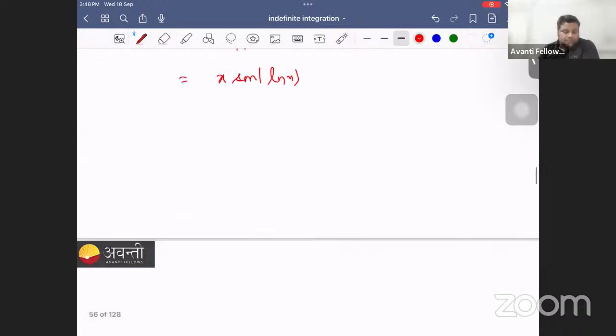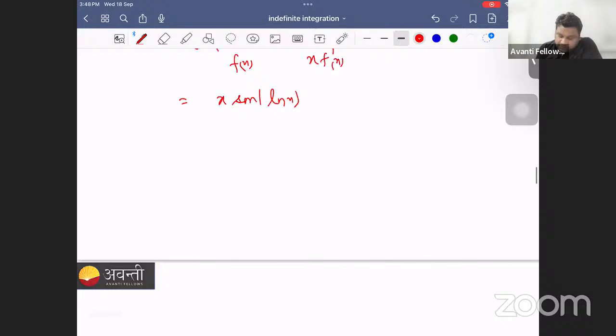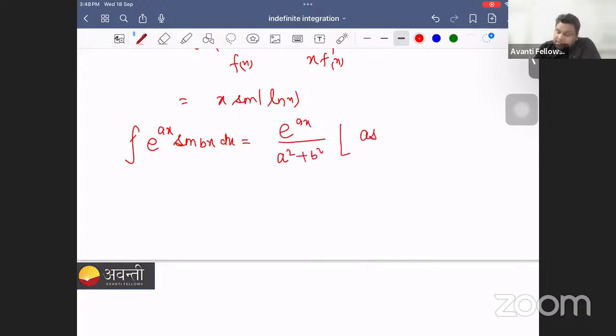Now, there comes a type of question, integration e to the power ax sin bx dx. So it will be e to the power ax upon a square plus b square, times a sin bx minus b cos bx, plus c. So it is a sin bx minus b cos bx. And one question I will do.